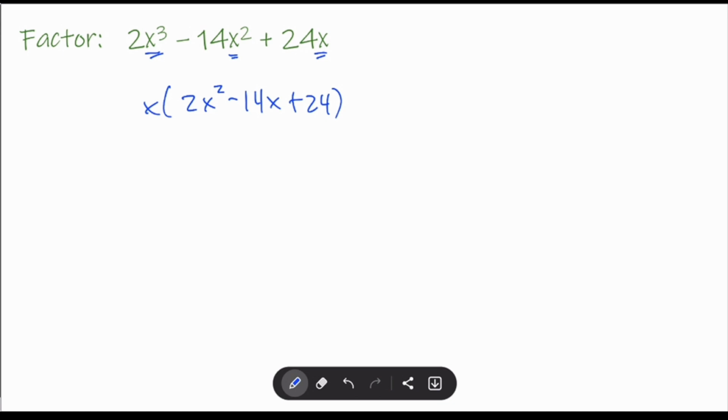All right, another common factor in these three terms is that they are all divisible by 2. So we can take out the 2. What's left inside is x squared, and then half of 14 is 7 because we divided by 2 since we took out the 2, and 24 divided by 2 is 12. And then, all right, there's nothing in common to take out.